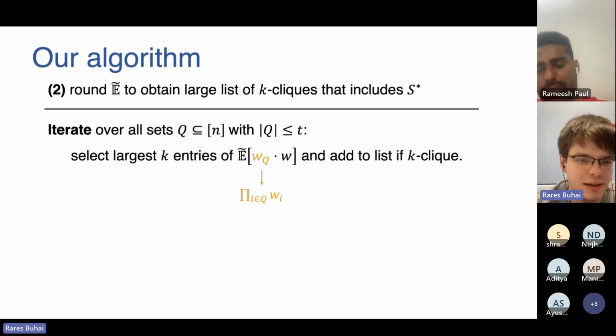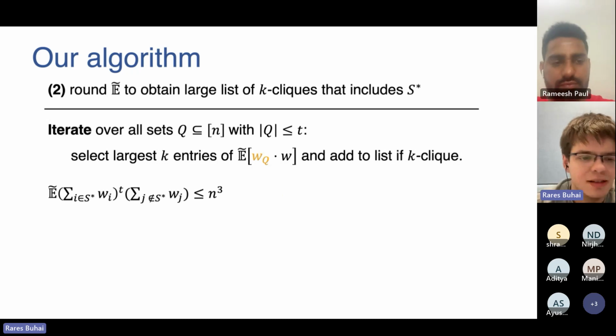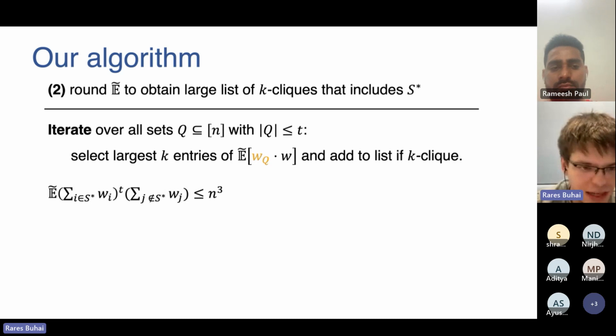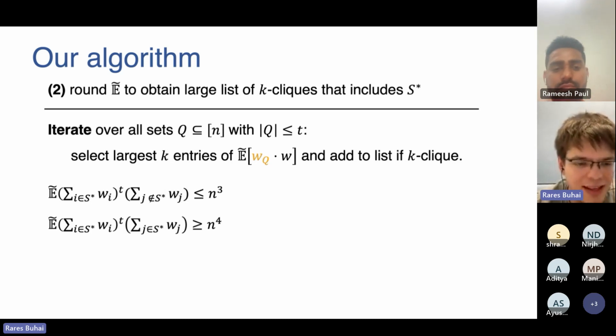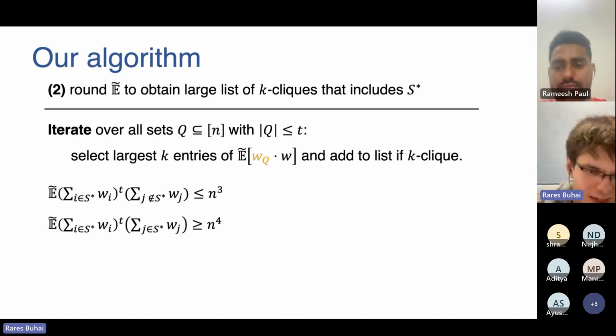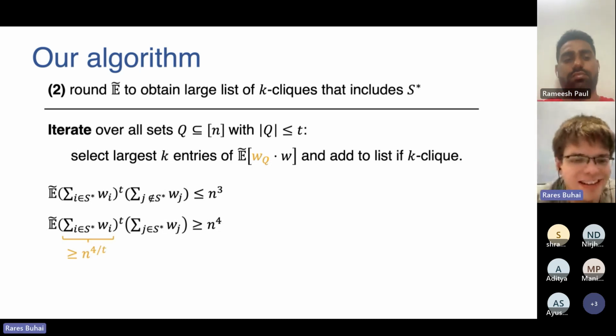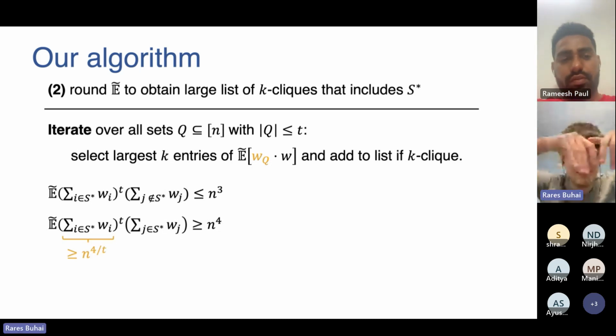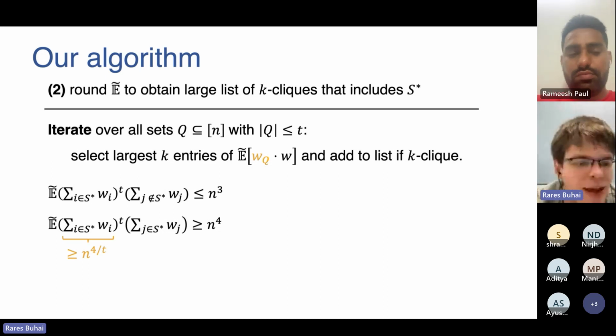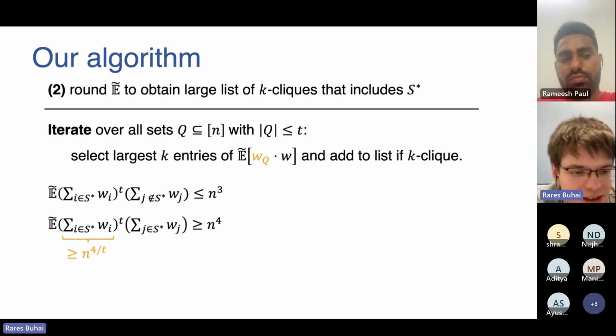And I'm really going to use just the things on the last slide. The first thing is this statement that I said about small intersections. I'm not going to repeat what this is. And I'm going to write another statement that looks similar, but in the second term I sum over j in S star, not over j outside S star. Why do I have a lower bound on this? Well, I said before that because we ensure this pseudo distribution is spread out, the sum of the w_i's that are in S star is at least n to the 4 over t.